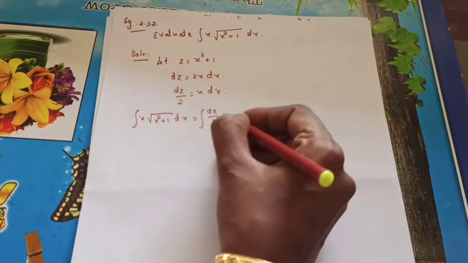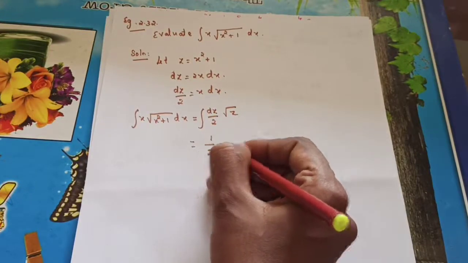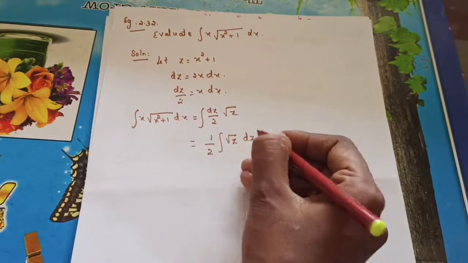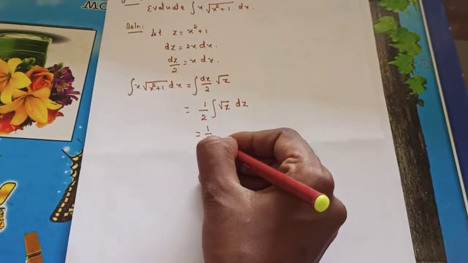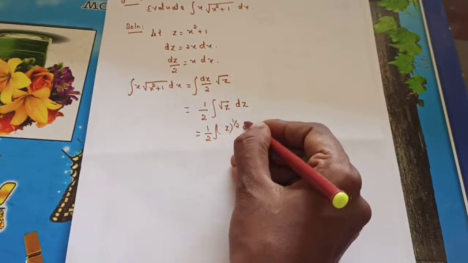Okay, z is already there. So what is common? 1 by 2 is common. So what's the balance? Square root of z into dz. That's equal to 1 by 2 into square root of z. How will you write it? z power 1 by 2 dz.